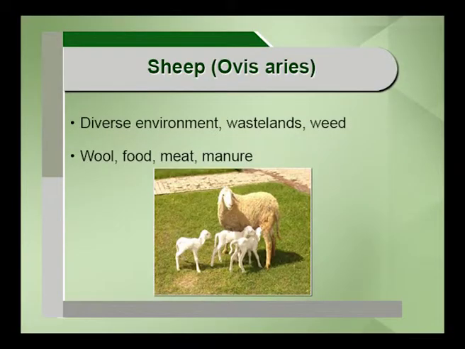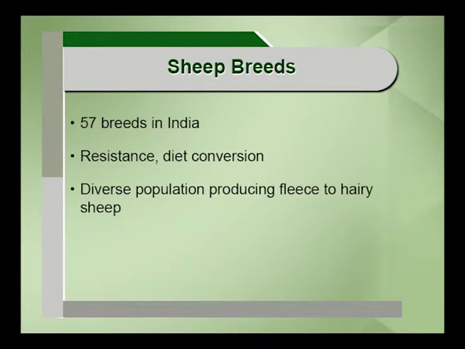Population-wise, India can boast around 61.46 million sheep, and the breeds are very unique, categorized properly in terms of performance and morphology. There are 57 breeds in our country. The indigenous breeds thrive in very localized or extreme environments, have resistance to pests and diseases, and tolerance to drought conditions. Diet conversion is another unique phenomenon of the sheep breeds.